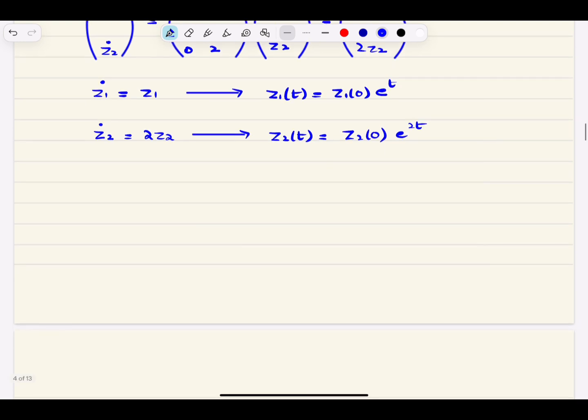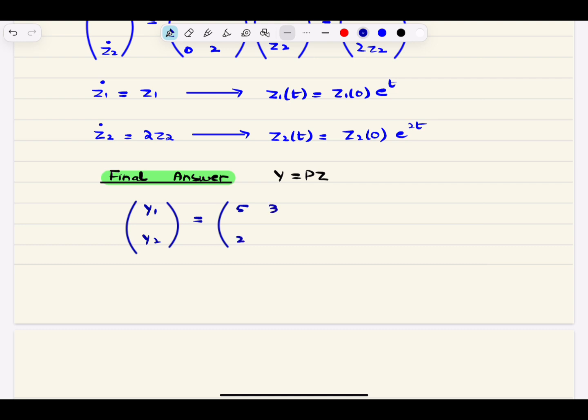So therefore now we are in a place where we can write out our final solution. We had taken y is equal to Pz, and we figured out what z is, right? So through this we'll know what the answer is. So y1, y2 is what we needed to find out. The P matrix was the matrix consisting of eigenvectors as its columns, and z, we just found out what z is.